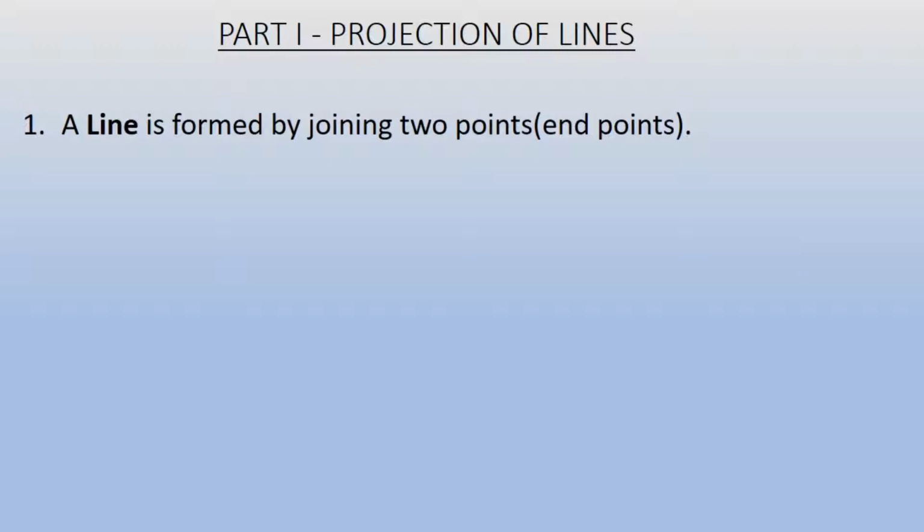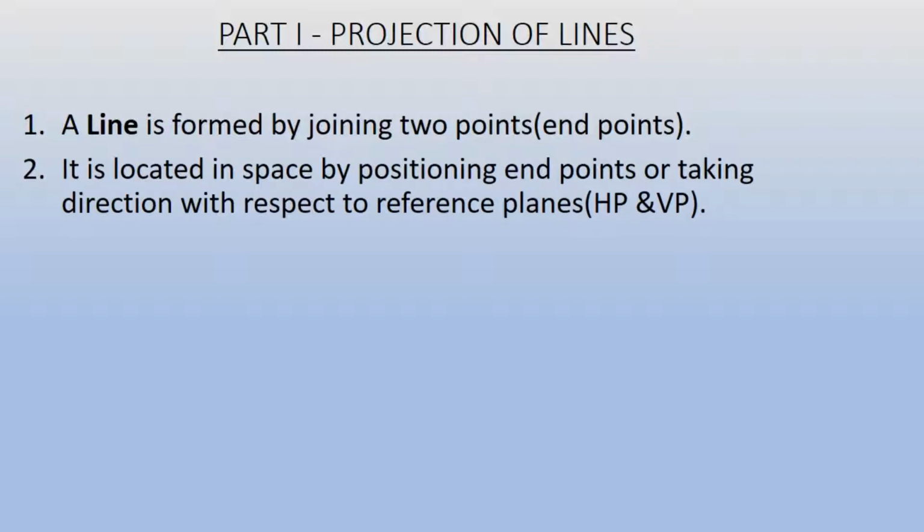So part 1, the projection of lines. First thing is, what is a line? A line is formed by joining two points, say the two end points. So in simple words, two points when joined will make a line. In projection of lines, the location of the line will be given with respect to the end points and direction with respect to the reference planes, that is horizontal and vertical plane. This is similar to what we did in projection of solids, but here we will have only a single line.